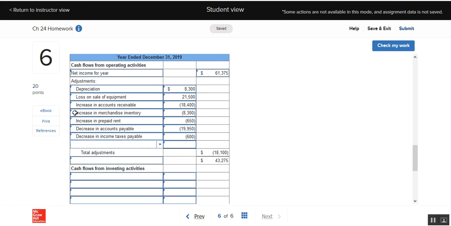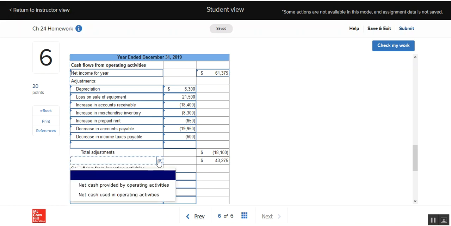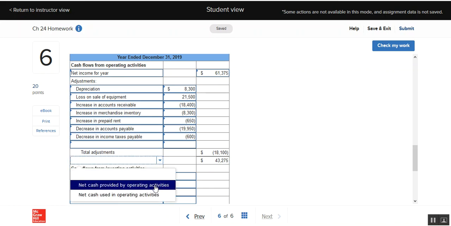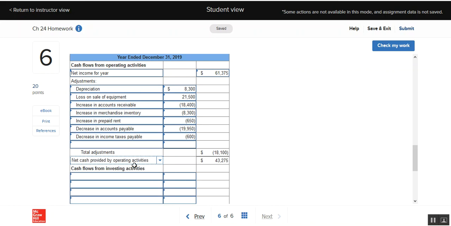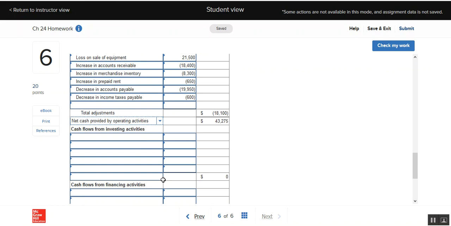So it looks like we finished the first section. We start with the net income, and then we're making adjustments to that net income to convert that accrual net income into cash. Actually, this is a positive. So it looks like from our operations, we were provided $43,275 in cash. So this is net cash provided. If this was a negative, it'd be net cash used. All right, so then we have another section. This is cash flows from investing.